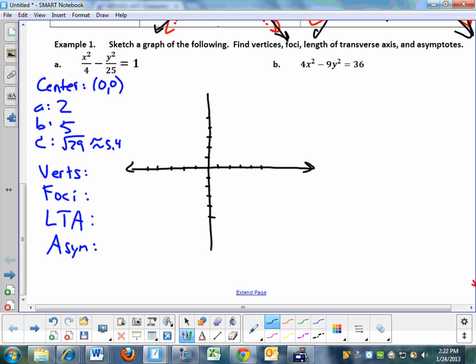How many units do I go in the vertical direction? 5, because 25 is under there. So I go 5 in the vertical direction. 1, 2, 3, 4, 5. How many do I go in the horizontal direction? 2. So I just plot those, and then I just make my box.